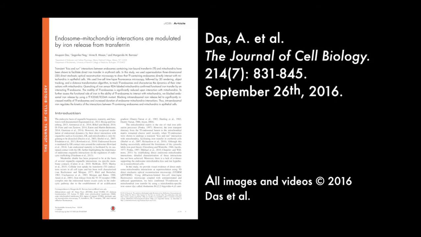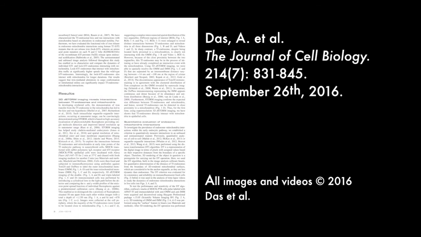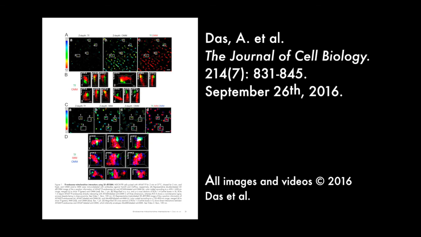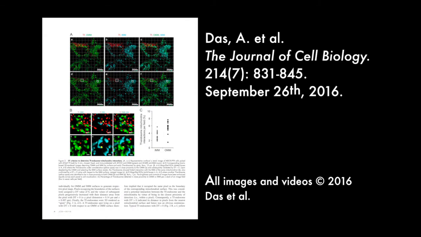For now, though, you can learn more about how endosome-mitochondria interactions are modulated by iron release from transferrin in the paper by Das et al., published in the September 26, 2016 issue of the Journal of Cell Biology.